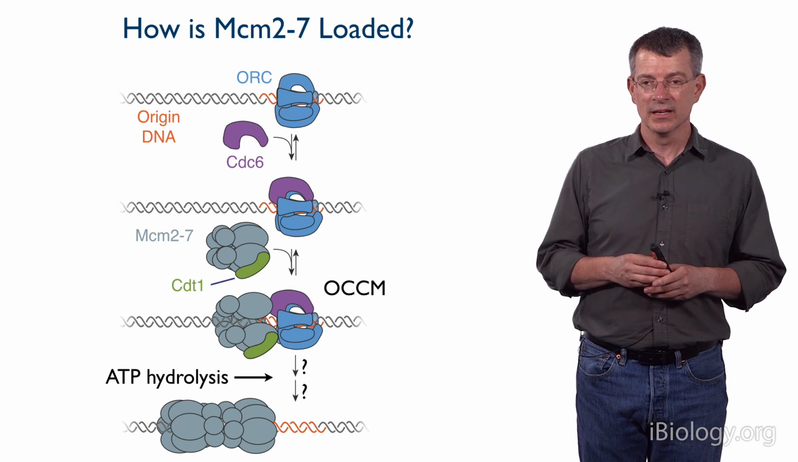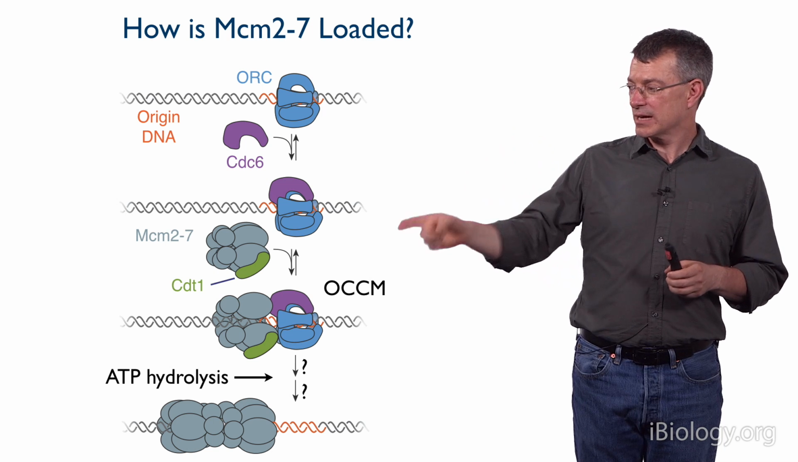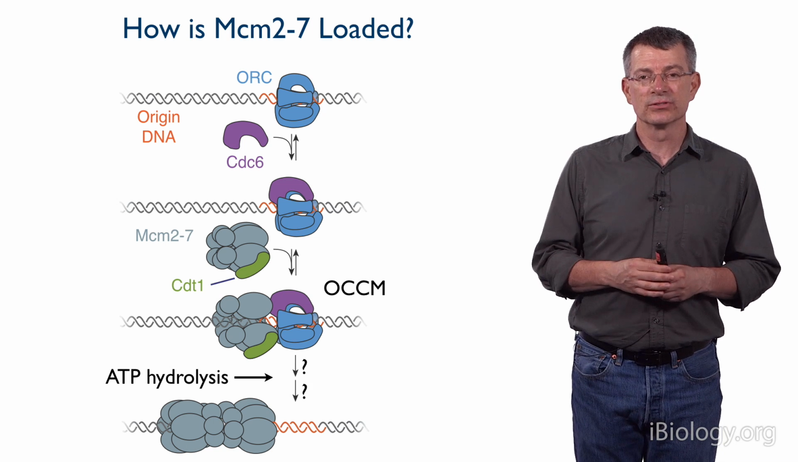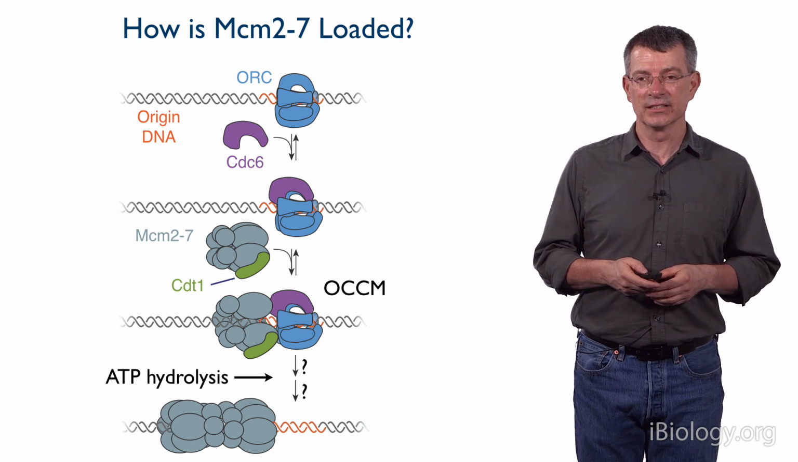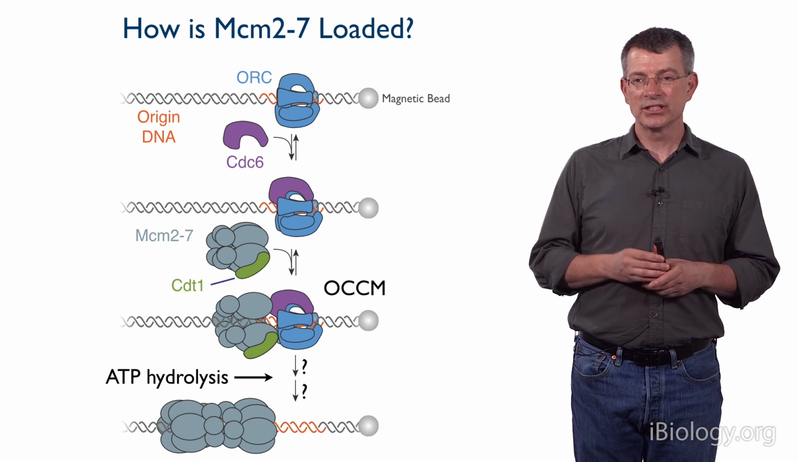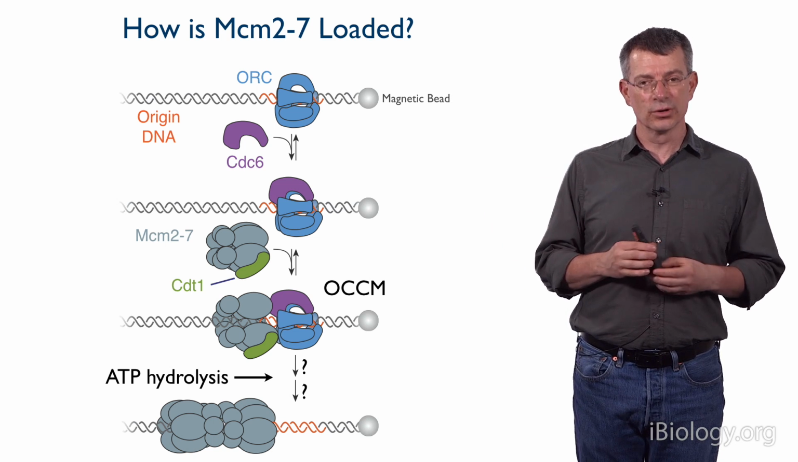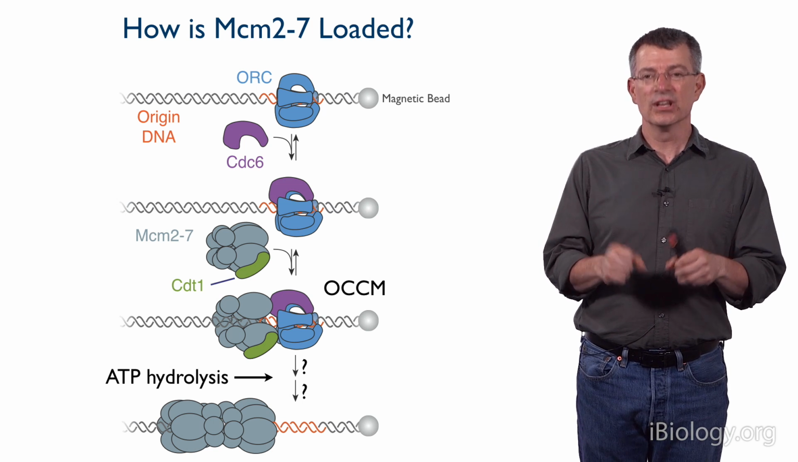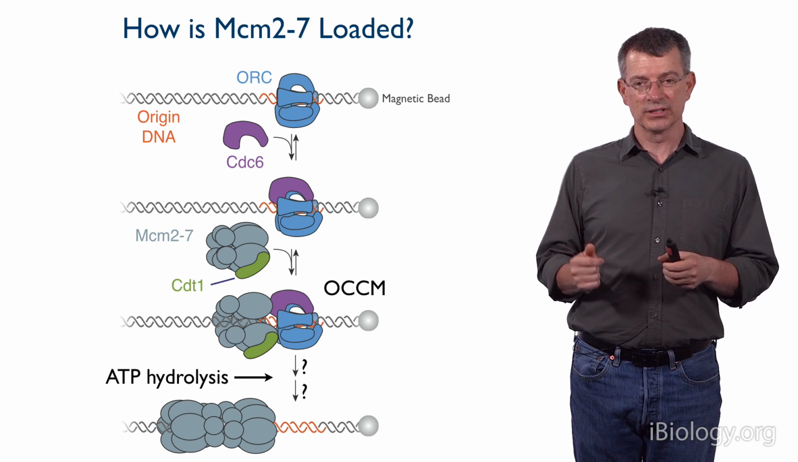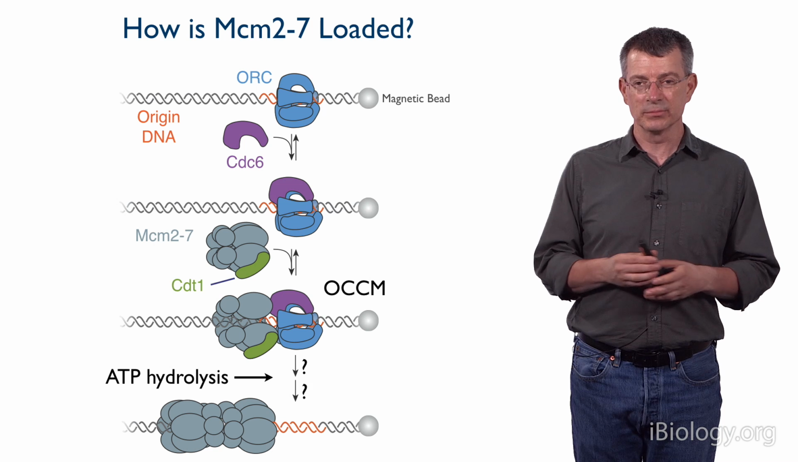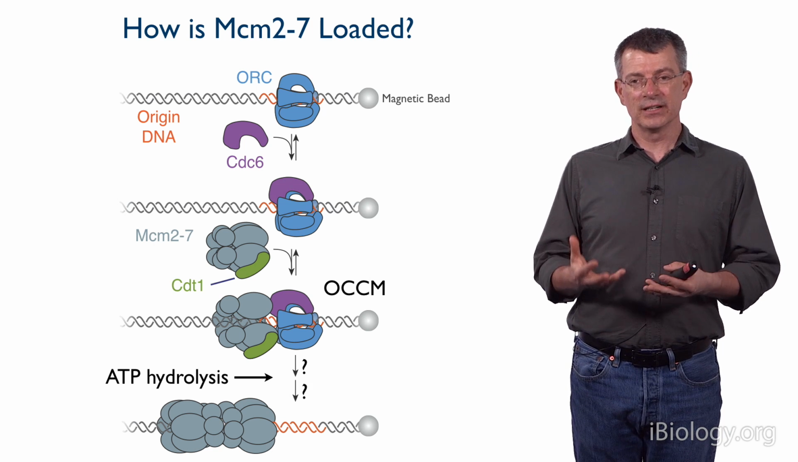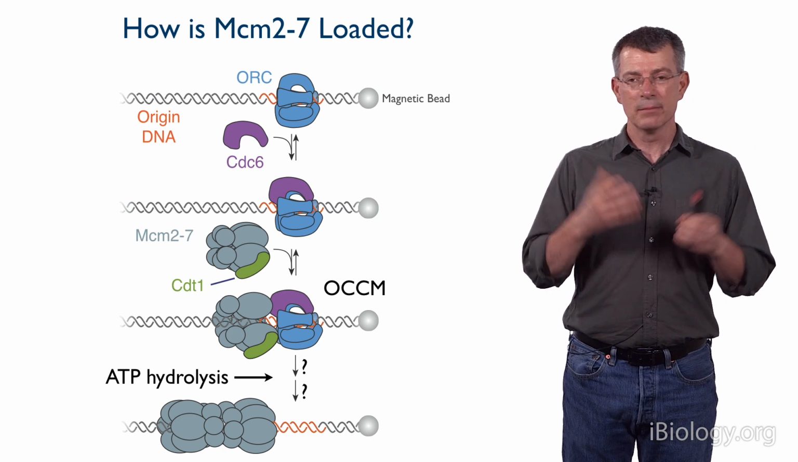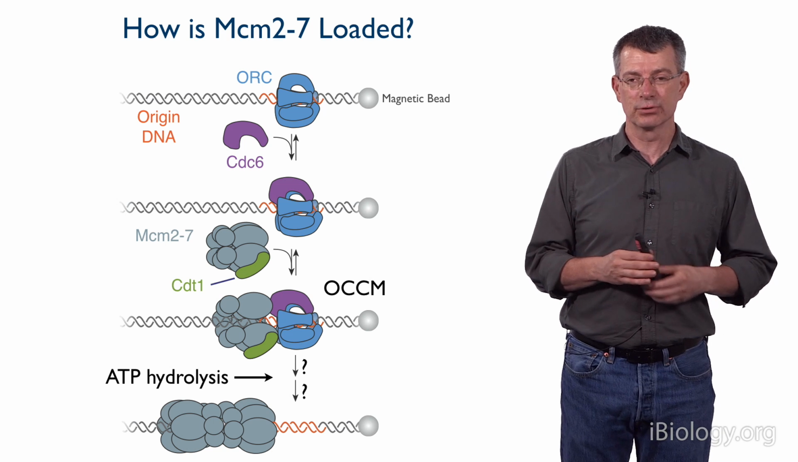Now, at the time we started these studies, there were a lot of questions about what happens after the formation of the OCCM, and this was in part due to the type of assays that were used to monitor these events. They typically involved attaching magnetic beads to many copies of origin-containing DNA, and then to those origin-containing DNA attached beads, you could incubate the four purified proteins, ORC, CDC6, Cdt1, and MCMs, with the DNA, and then after various times of incubation, you could monitor the association of the proteins with the DNA by simple washing away of non-associated proteins.